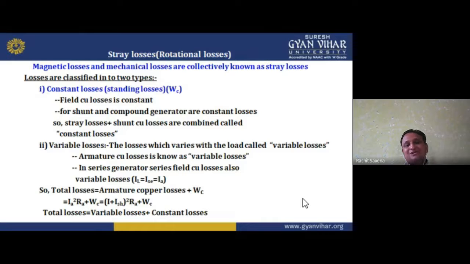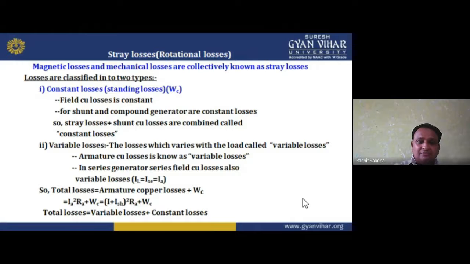IL is equal to IA is equal to I armature. But in shunt, we have IA is equal to IL plus ISH. So it is different. So the total losses are the variable losses plus constant losses. So we can write IA square RA, the armature copper loss, plus the constant losses, that is WC. So I plus ISH square RA plus WC. We have the total losses equal to variable losses plus constant losses.